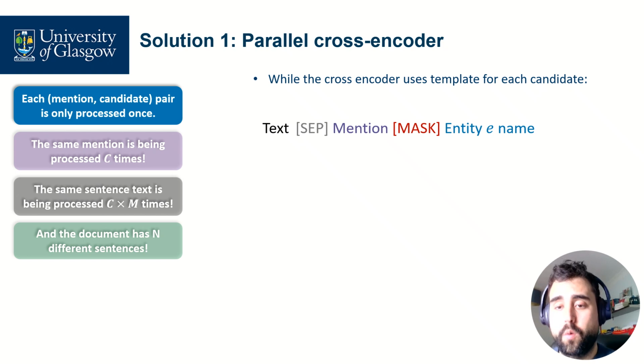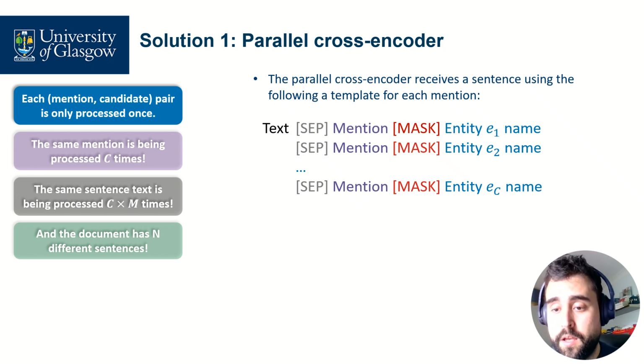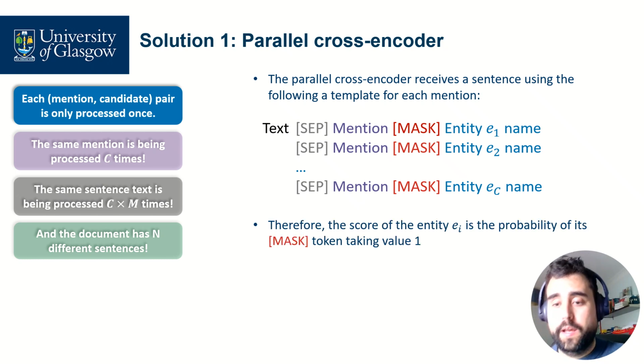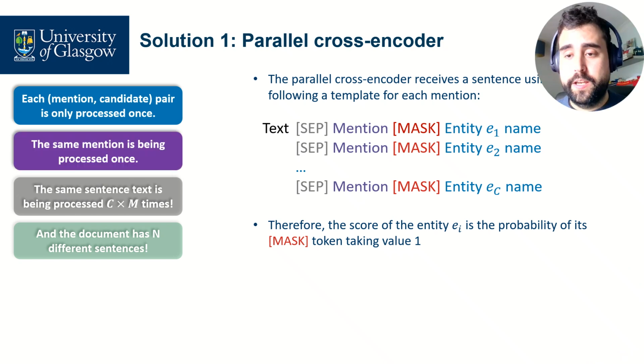How? Well, while the cross-encoder uses this template for each candidate, we are just adding mention, mask token, entity sentences to the input sentence, separated by a sep token. With this, the score of each of these entities is the probability of the corresponding mask token taking value 1. Doing this, we can just process a mention using a single call to the cross-encoder.